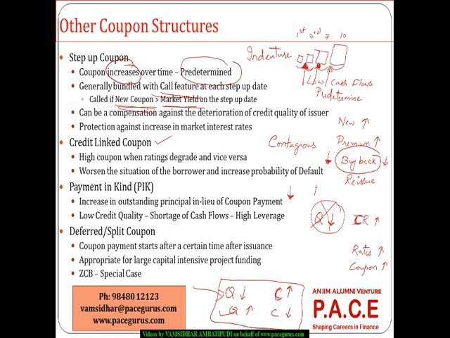So during that time, this credit linked coupon is saying the coupon has to go up. Where can the company pay that additional coupon amount from? It will make the situation even worse. So that is where the probability of default can go up drastically, and that is where credit linked coupon instruments are not that highly advisable.